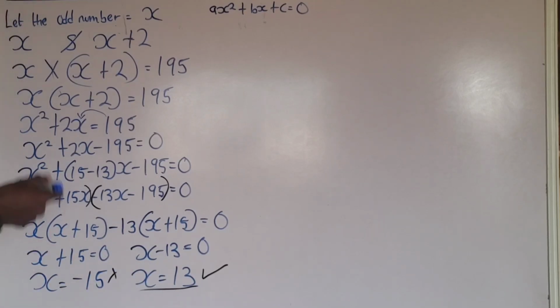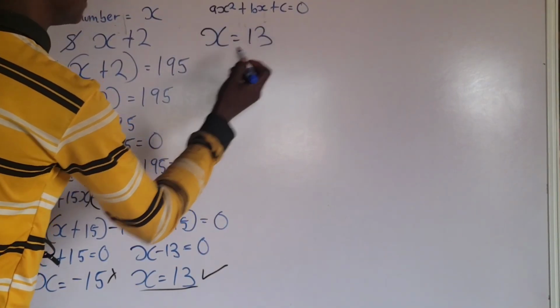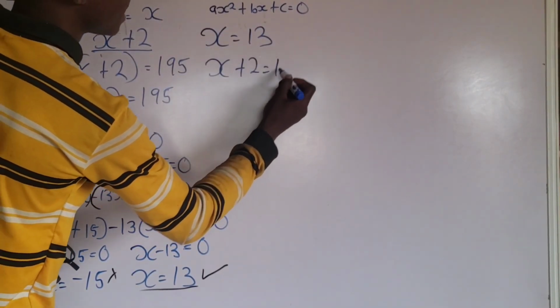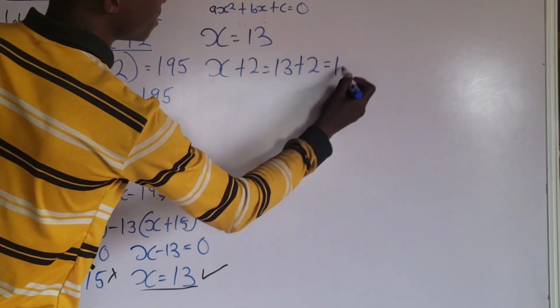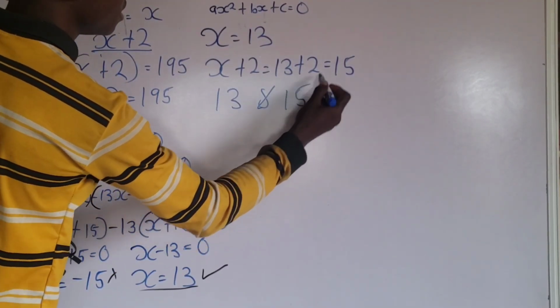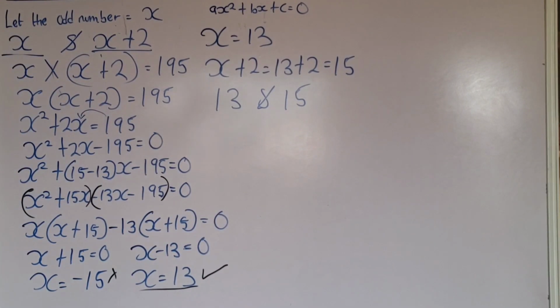So the first number is what? It is x. So the first number x is equal to 13. The second number is what? x plus 2. And x plus 2 is equal to what? 13 plus 2, which is 15. So the two numbers are 13 and 15 respectively. The two positive consecutive odd numbers are 13 and 15 respectively. Trust you understand. If you didn't understand, listen to the explanation again.